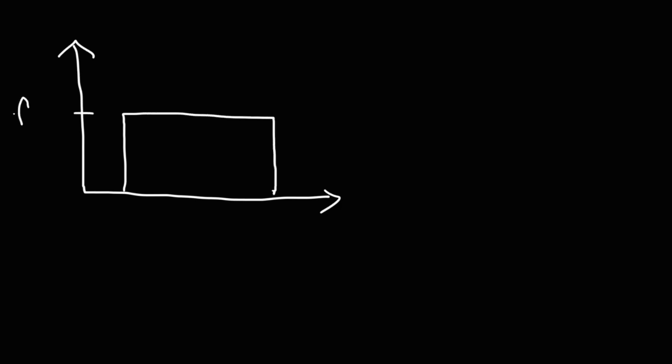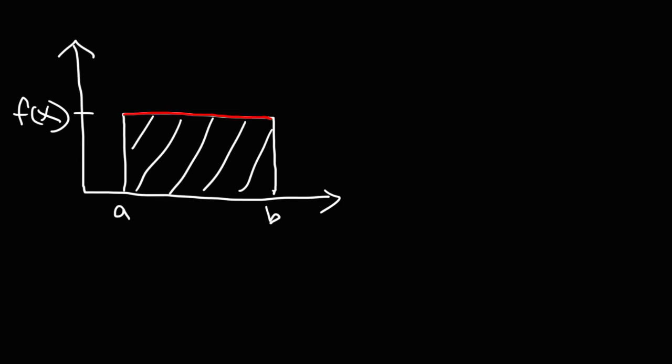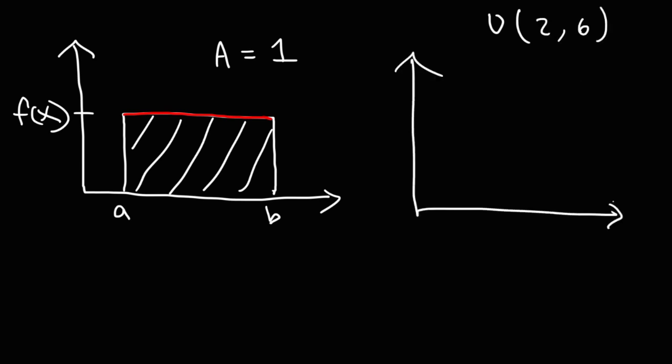The uniform distribution has a constant f of x value, as you can see, and it ranges from A to B. Now, the area of the curve under the uniform distribution, or basically the area of the rectangle, is going to be 1. So let's say we have a uniform distribution from 2 to 6. So A is 2, B is 6.